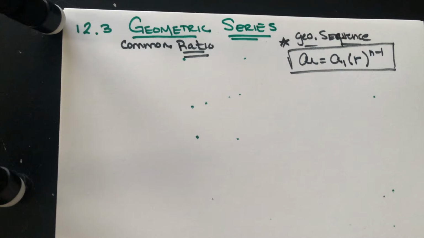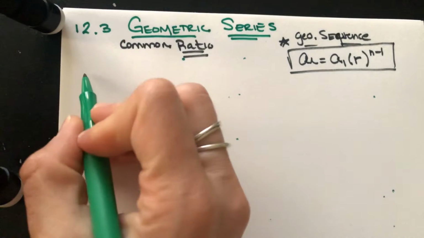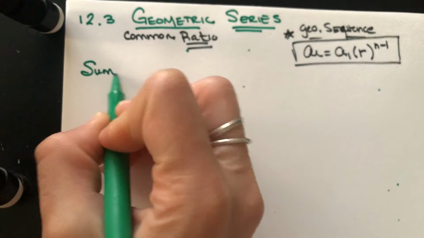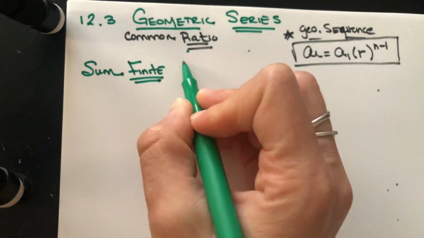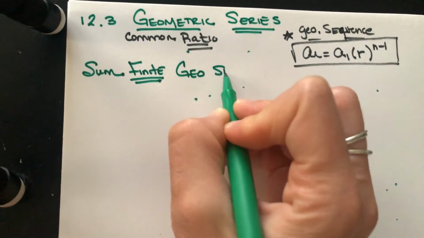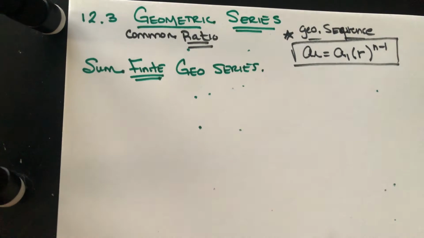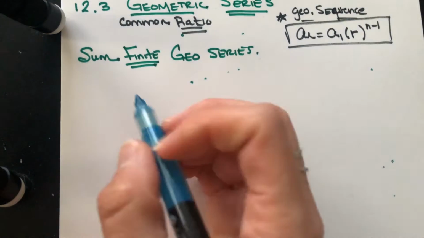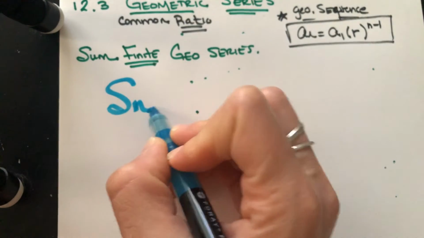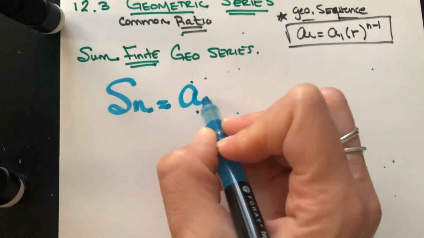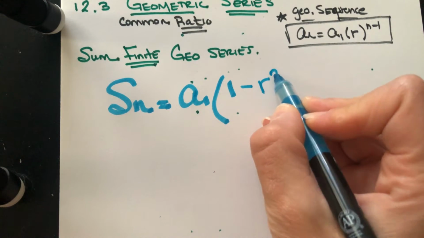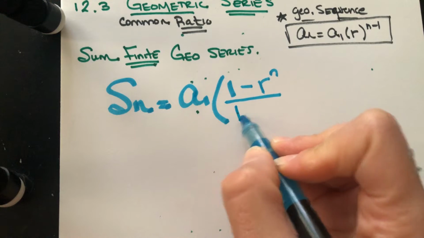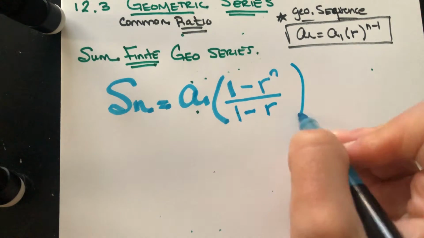So let's write our formula for this one. Again, this is going to be when we are calculating the sum of a finite geometric series. Again, it has to stop. So you have to know, is it geometric or is it arithmetic, and that will all depend on the formula you use. So here we go. S of n equals a1, 1 minus r raised to the n, all over 1 minus r.